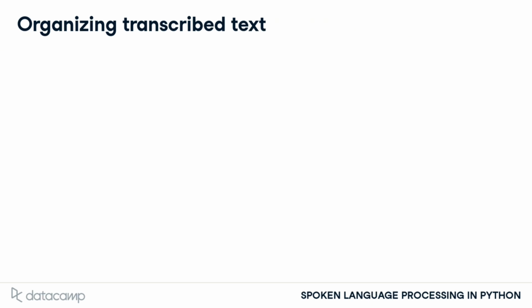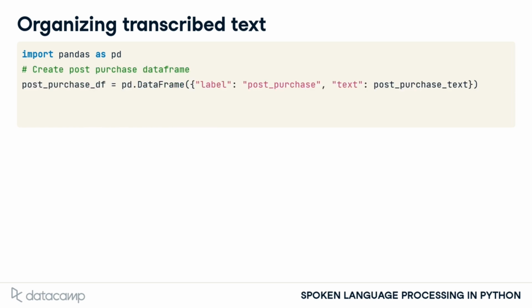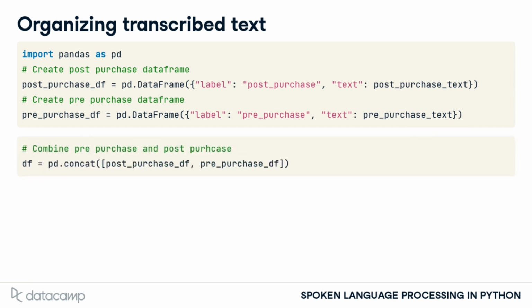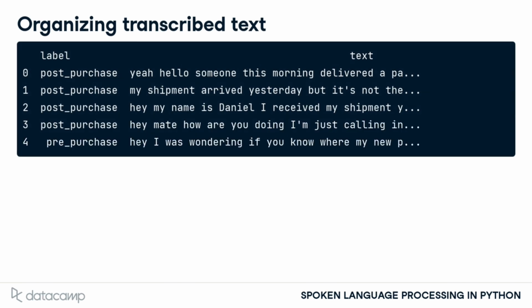To make building your text classifier easier, you decide to put all the text into a pandas data frame. You start by importing pandas as pd, then create a post-purchase data frame by passing pd.DataFrame a dictionary with a key named label, which has a value of post-purchase, and a text key whose value is the text list. You do the same for the pre-purchase text. And to have everything in one place, you combine the 2 data frames with pd.concat. Let's see it. Beautiful! Now you've got your data in a data frame. You can use it to build a text classifier with sklearn.